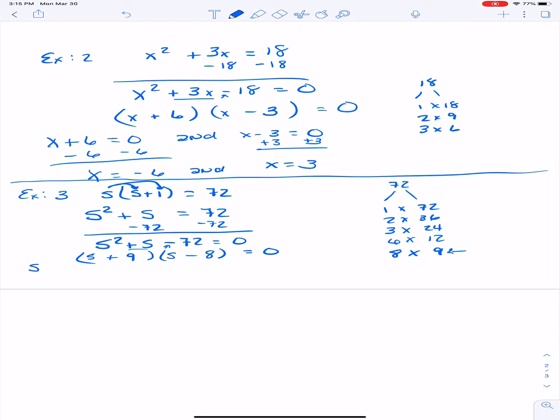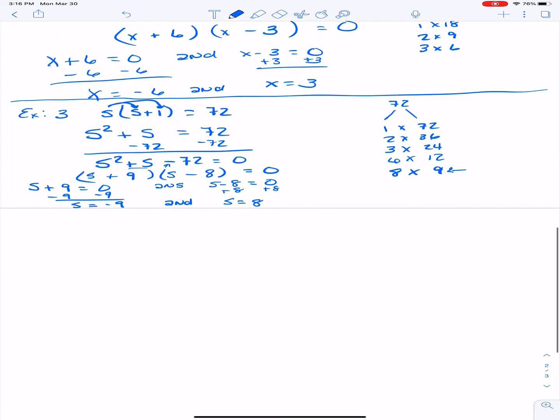So we can now go ahead and solve this. s plus 9 equals 0, and s minus 8 equals 0. Subtract 9 from both sides, and so s equals negative 9, and we're going to add 8 to both sides. s equals 8. Okay? Now, one last thing we're going to talk about is functions.